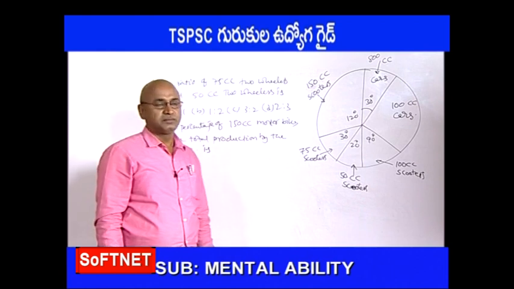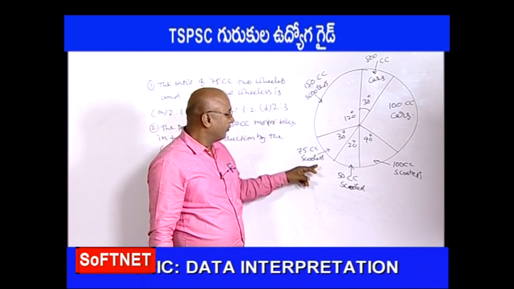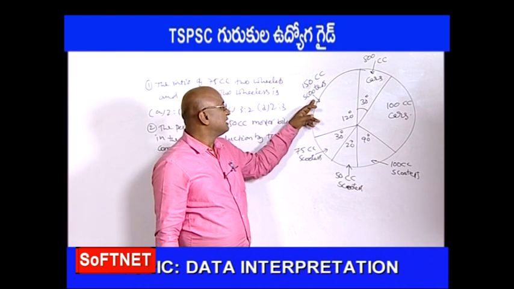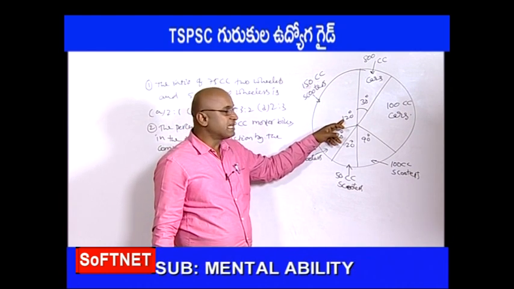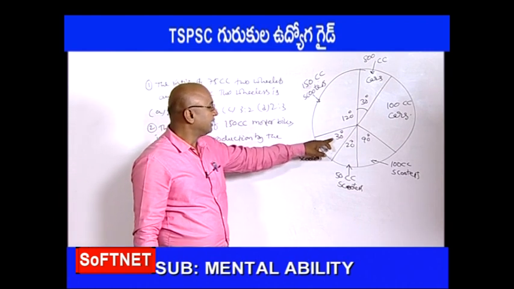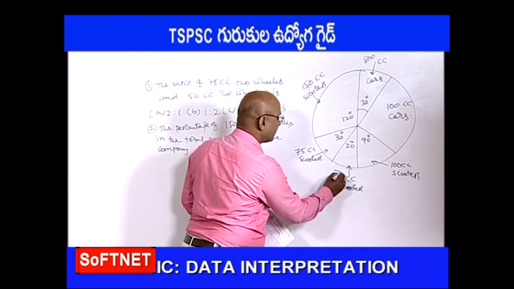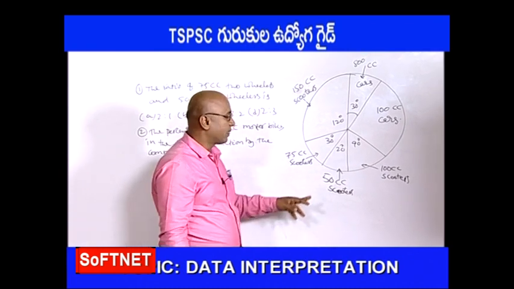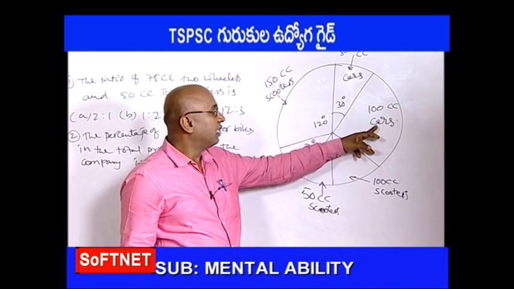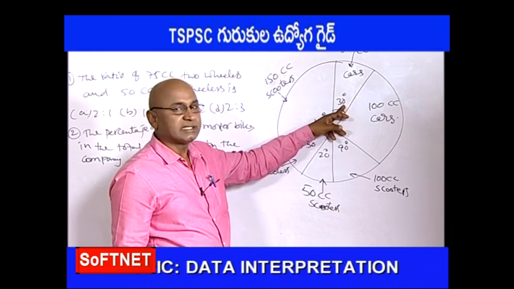Now we'll see the next problem. The problem is like this. Here the pie diagram is given. In the pie diagram, various scooters, cars production is also given. The 150cc scooters, they comprise 120 degrees in the pie diagram. 75cc scooters, they comprise 30 degrees, and 50cc scooters, they comprise 20 degrees, and 100cc scooters, their proportion is 90 degrees, and 100cc cars, this proportion is not given, and 80cc cars, the proportion is 30 degrees.